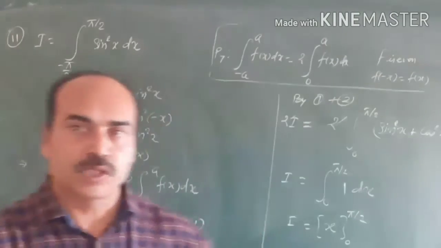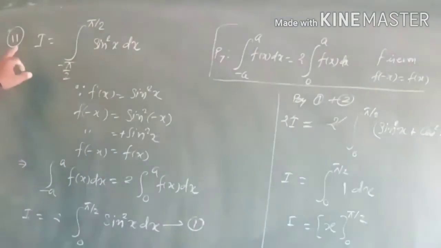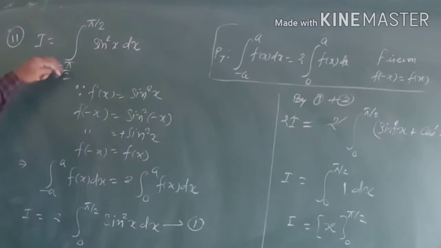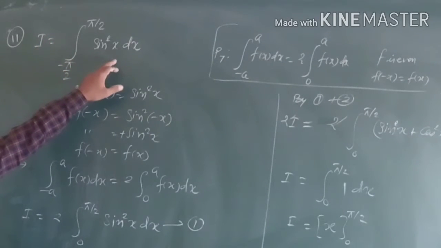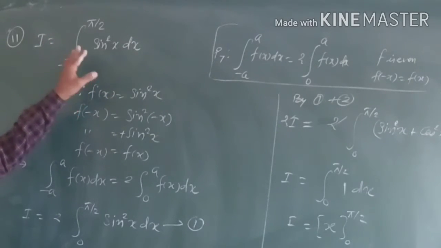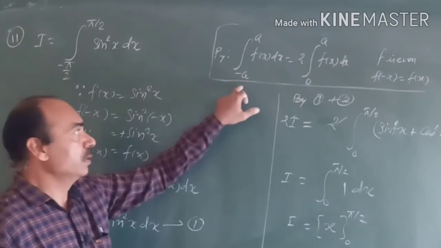Okay, next question number 11. In question number 11, the limit is minus pi by 2 to plus pi by 2 of sin square x. Since the limit is minus a to plus a, let's see property number 7.